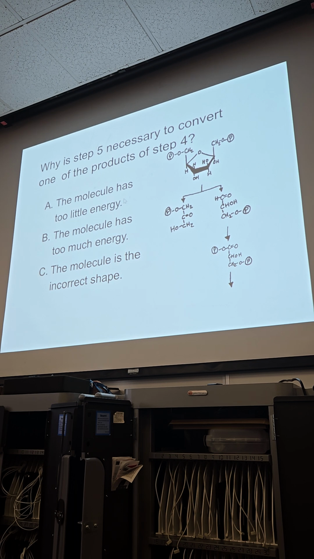And it needs more phosphate, right? I guess. So that's why I thought it had too little energy. But I don't know. Does it matter about the energy? No, it has nothing to do with energy. This has to do with the change in shape, because I need to be able to recognize it for the next enzyme.